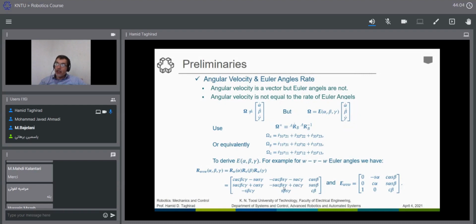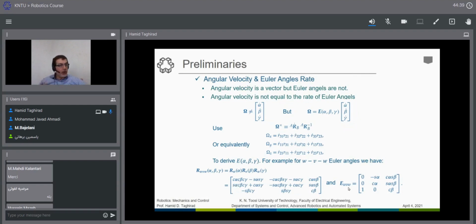Find the R inverse as the transpose and R dot as the simple derivative of all the terms, which is quite large. It will become a very large matrix. But at the end, when you do the manipulation, the E matrix would be quite simple, with respect to alpha and beta, and it doesn't have any gamma value in there, which is physically consistent with the properties that we would like to find.